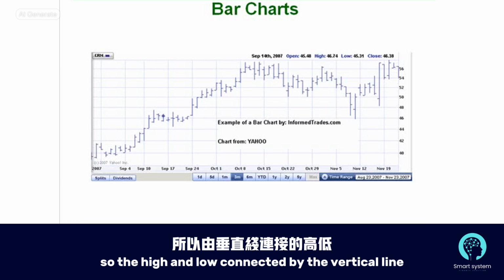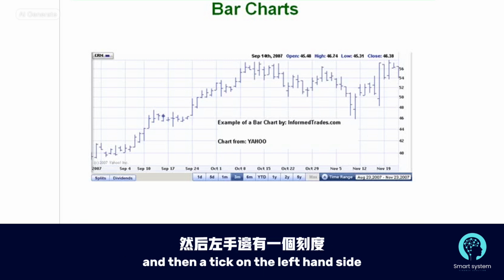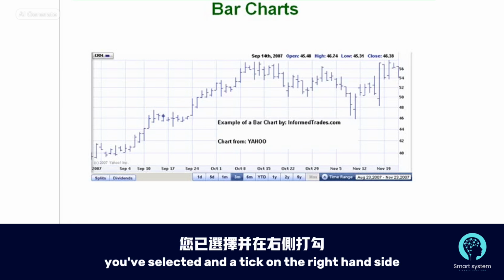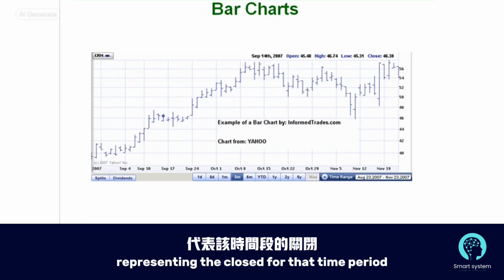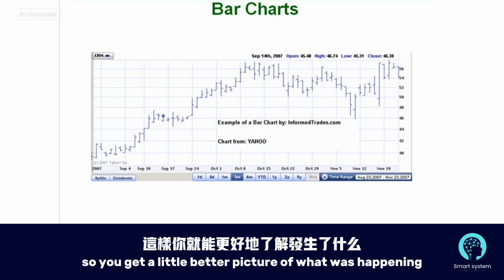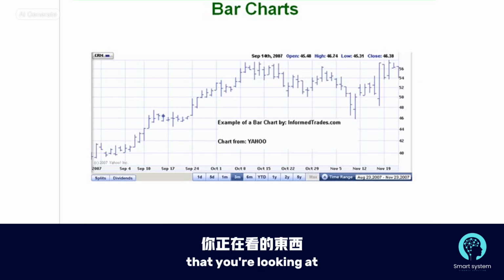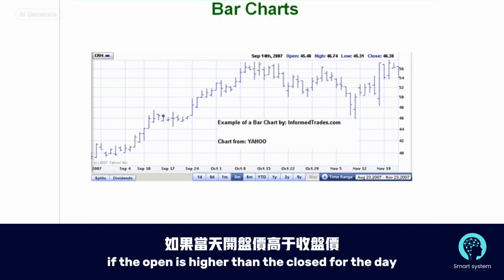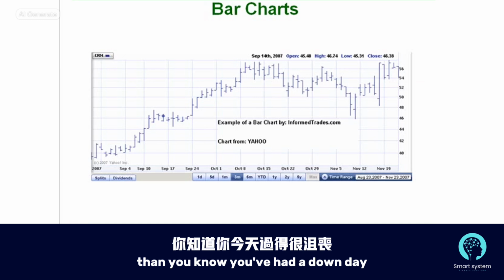So the high and low connected by the vertical line, and then a tick on the left-hand side, representing the open for the time period you've selected, and a tick on the right-hand side, representing the closed for that time period. So you get a little better picture of what was happening during the individual time periods, which is important for things such as if the open is higher than the closed for the day, then you know you've had a down day.